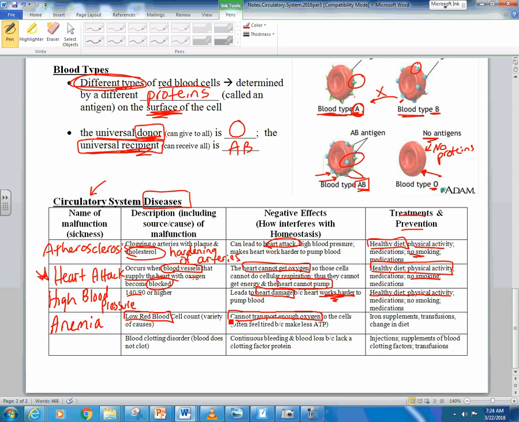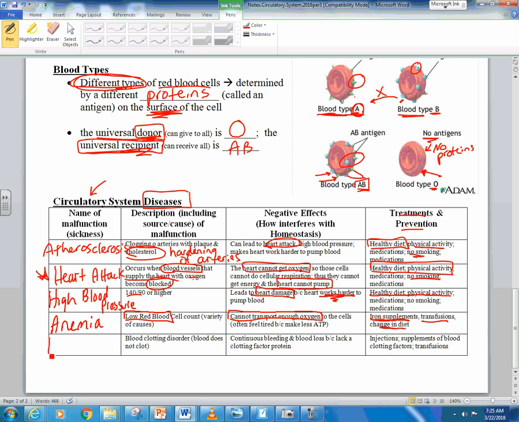The way that this can be treated is iron supplements, because there's iron in red blood cells, and sometimes people don't have enough iron in order to create red blood cells. They can be given transfusions where red blood cells are added. And additionally, you could add green spinach and things like that to the diet.